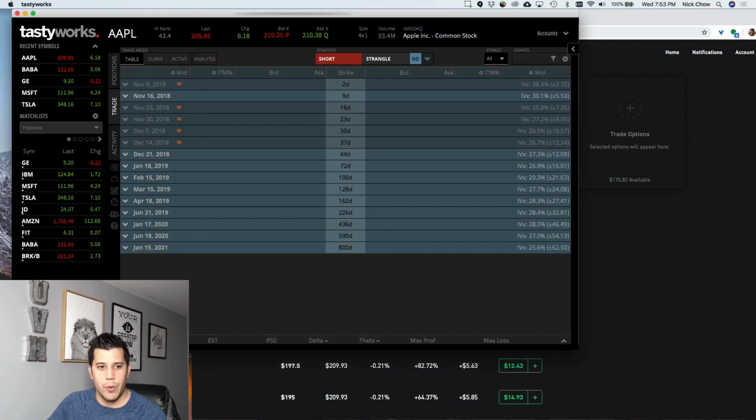Otherwise, like on Tastyworks, I can just say, okay, these ones that are bolded up here are the monthlies, and the ones that have a W next to them and are slightly shaded back are the weeklies. So it makes it super, super easy for you.